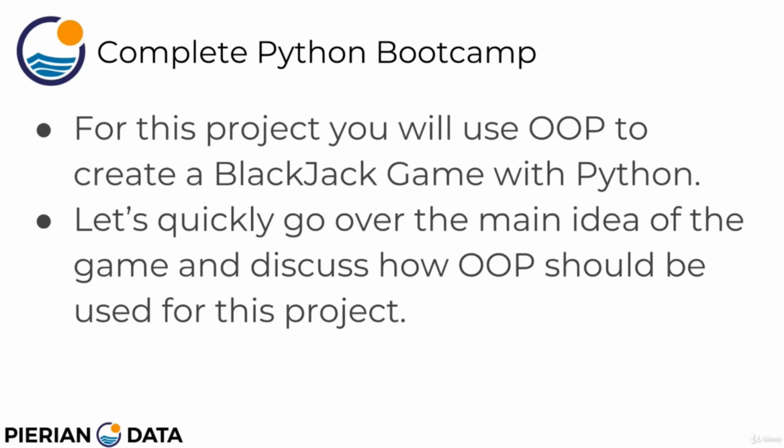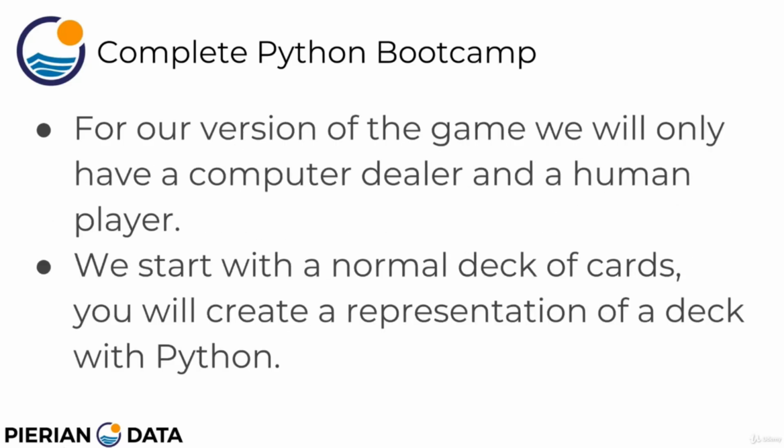So as I mentioned, for this project, you're going to be using object-oriented programming to create a blackjack game with Python. I want to quickly go over the main idea of the game, discuss how object-oriented programming should be used for this project, and then give you a brief overview of the workbook notebook. For our version of the game, it's going to be a simplified version of blackjack, where we're only going to have a computer dealer and a human player. We're going to start with a normal deck of cards, and you're going to create a representation of that deck with Python using object-oriented programming.